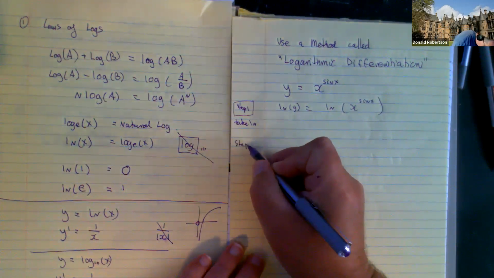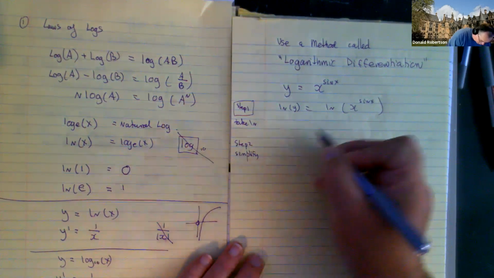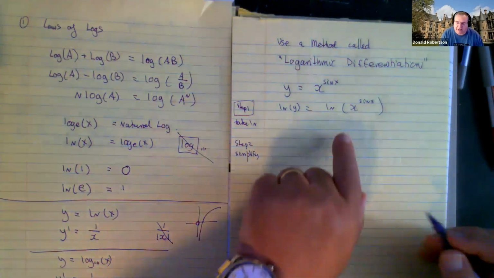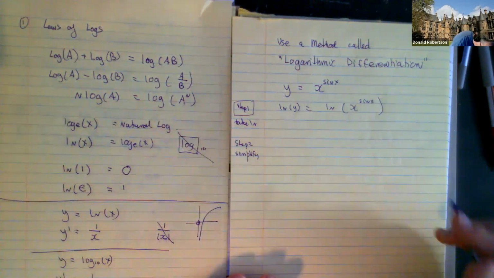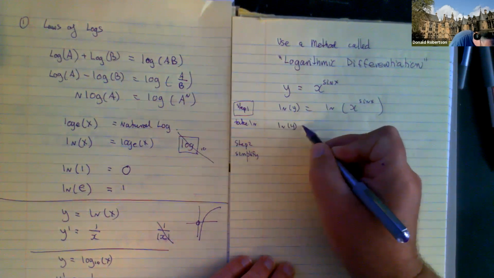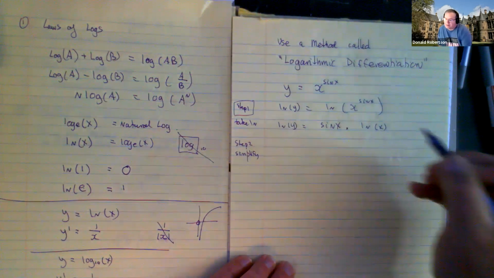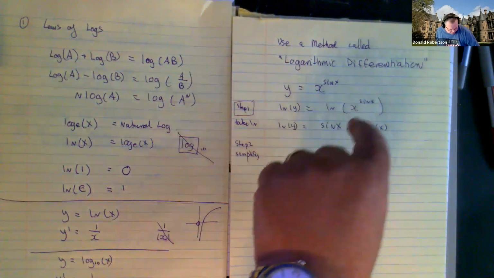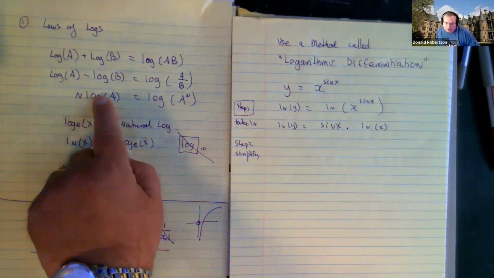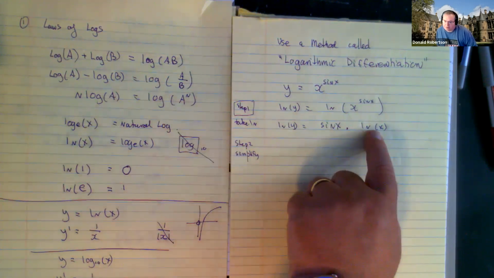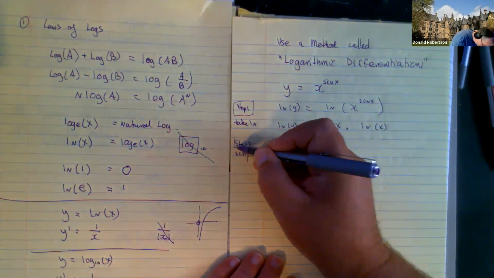Step two is simplify. In particular, it's always going to be the right-hand side. Would you agree that x to the power of something is basically this row here? So I can rewrite this as the sine of x times the natural log of x. Are you comfortable that that is it, right? The log of something to the power of something can be written as the power times the log of the base. Power times the log of the base.